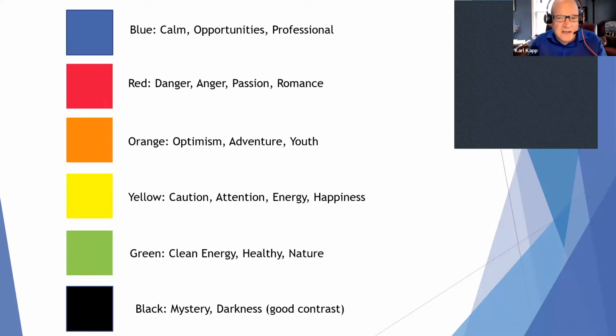Now, you have to be aware, though, that different colors have different meanings in different cultures. So to say universally across the world that orange means adventure, youth, and optimism, you know, probably not. So you want to be cognizant of the different colors, but you can't come up with a universal color scheme that's going to get all messages.